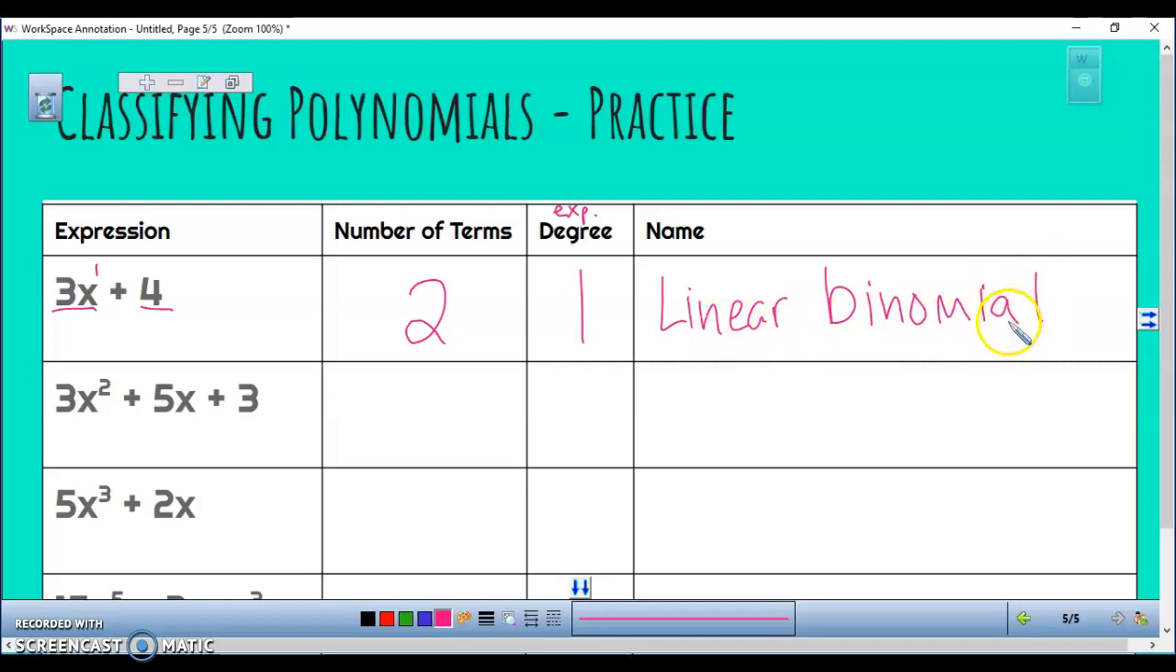This is what you will have to do. You will have to name these. It's a linear because it has a degree of 1, binomial because it has 2 terms. So this one has 1, 2, 3 terms. So I know already that's going to be a trinomial. And the degree, the highest one, this is 2, 1, 0. So the degree is 2. So look at this. We're going to call it here trinomial with a degree of 2. Well, degree of 2 tells me it's going to be quadratic. So this is a quadratic trinomial.